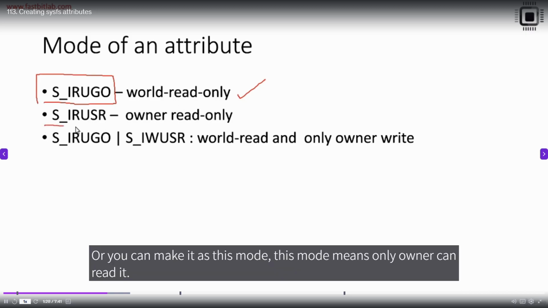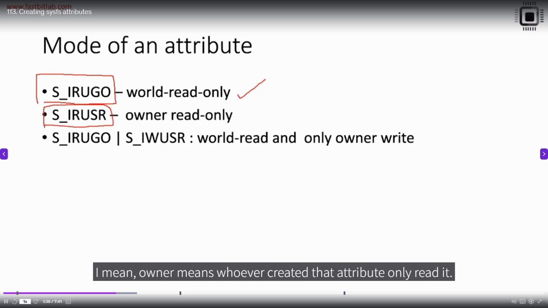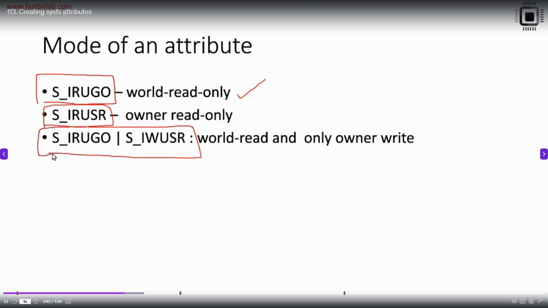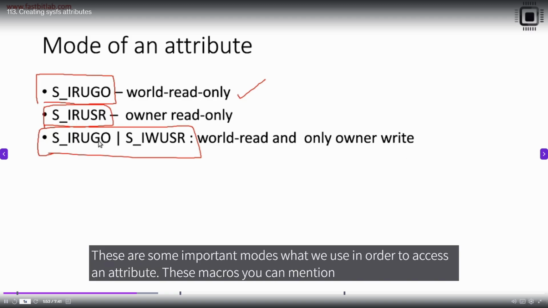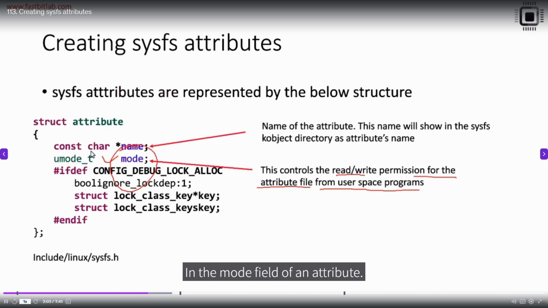Or you can make it as this mode. This mode means only owner can read it. Owner means whoever created that attribute can only read it. That's called owner read only. Or you can use this mode. So anyone can read it, but only owner can modify it. World read and only owner write. These are some important modes we use in order to access an attribute. These macros you can mention here in the mode field of an attribute.